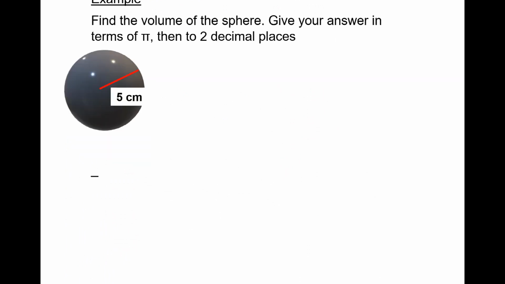and then to 2 decimal places. So first of all, the formula for volume of a sphere is 4/3 times pi times the radius of the sphere cubed. Now in this question, the radius is 5 centimeters. That's the distance from the center of the sphere to the circumference of the sphere. So here I can substitute r for 5. So I can say I have V equals 4/3 times pi times 5 cubed.